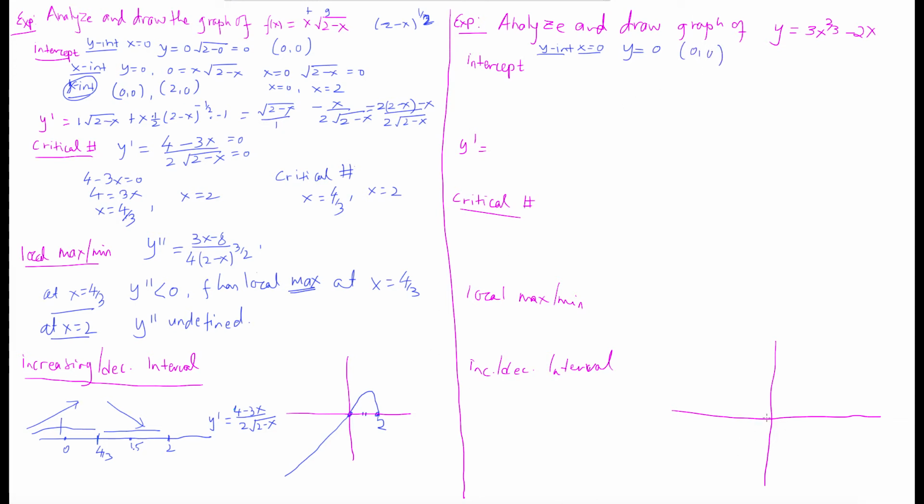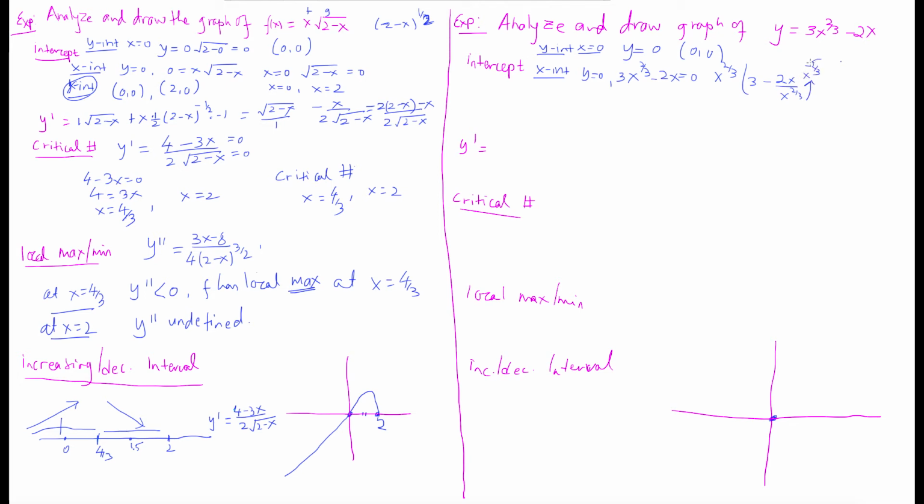Let me plug in that 0, 0 here. 0, 0 is the y-intercept. Next is to find the x-intercept. We set y equals 0, right? Meaning you get 3x to the 2/3 minus 2x equals 0. How do you solve this? Take x to the 2/3 out. If you take x to the 2/3 out, you get 3 minus 2x over x to the 2/3. If you move this to the top, you get x to the negative 2/3.